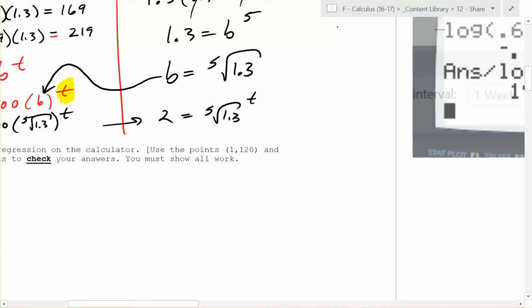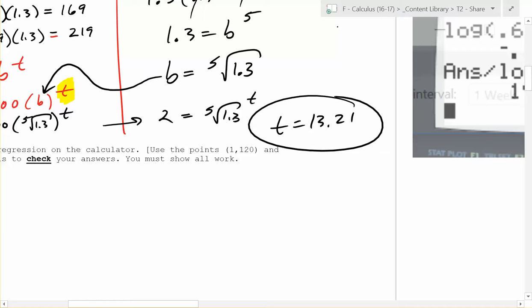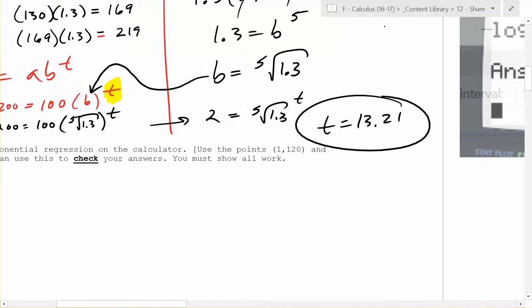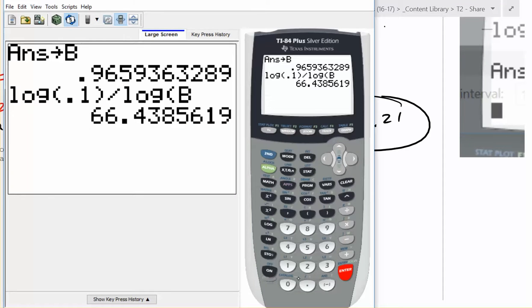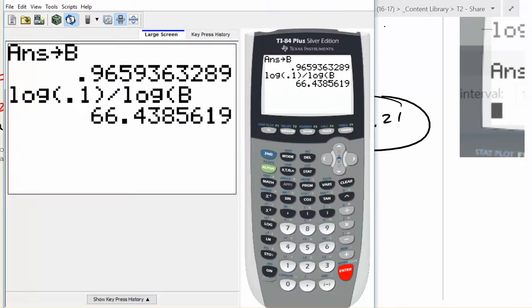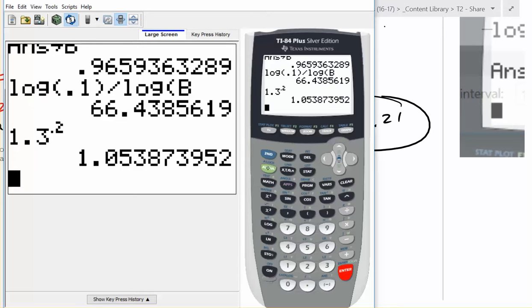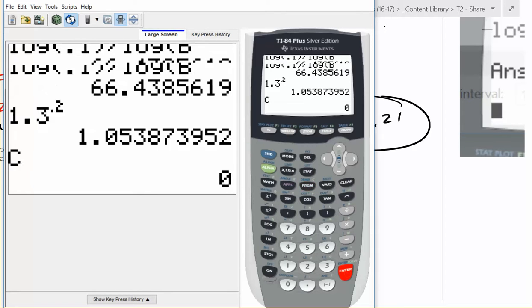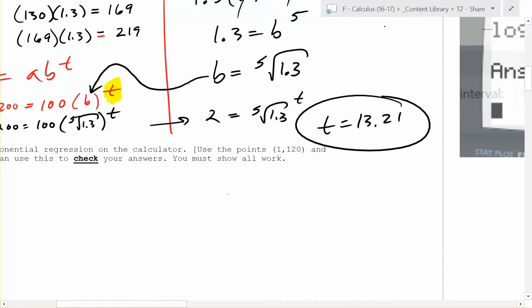Did everybody get an answer? So this t should be 13.21. Do I need to do it out again? Can you do this on your calculator? Okay. So it's the same thing as before. You need 1.3 to the what power? 1/5. Yes, 1.3 to the 1/5. That's 0.2, right? I'm going to save that as alpha c. So we have 2 is equal to c to the t.